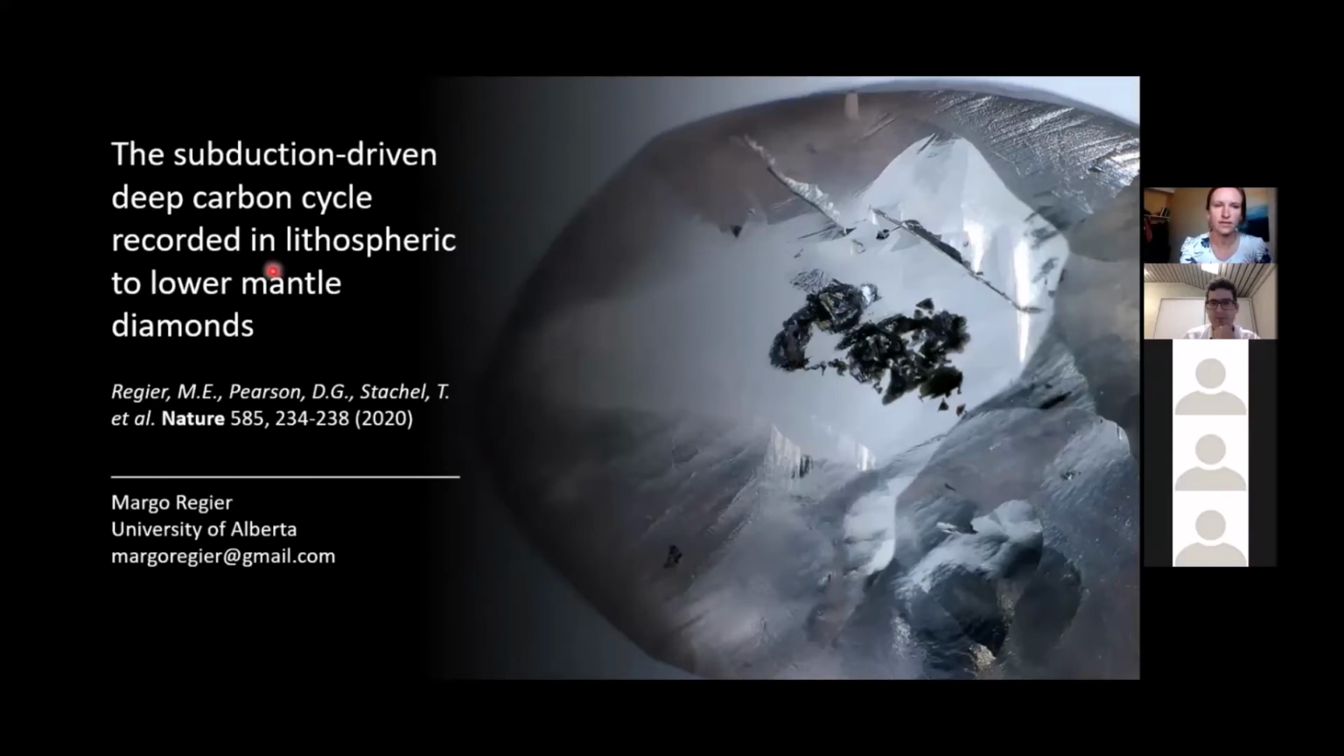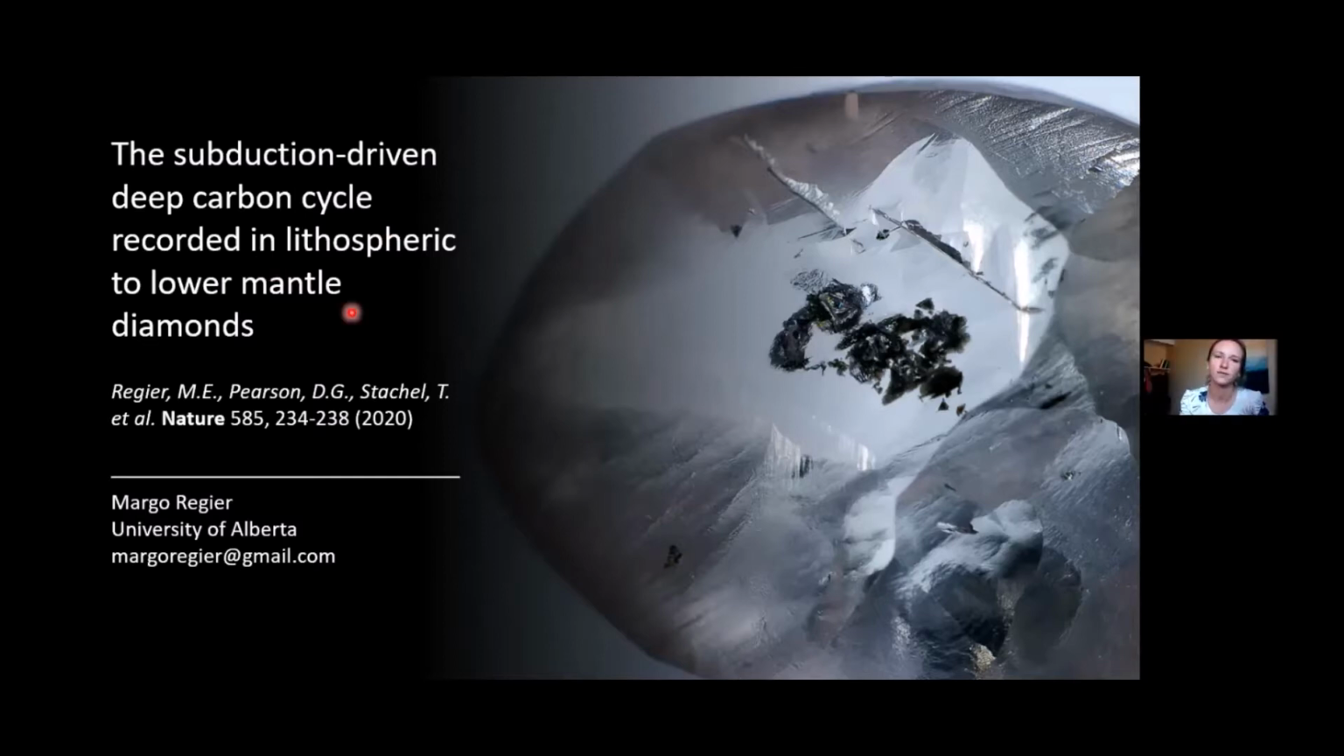Okay, so today the topic of my presentation is going to be about the subduction-driven deep carbon cycle and how we can use diamonds to investigate that topic. And I realize this topic may be a bit more heavy on the geochemistry than is typical for this series, so I've done my best to give a really robust introduction so that I can make sure that we're all on the same page.